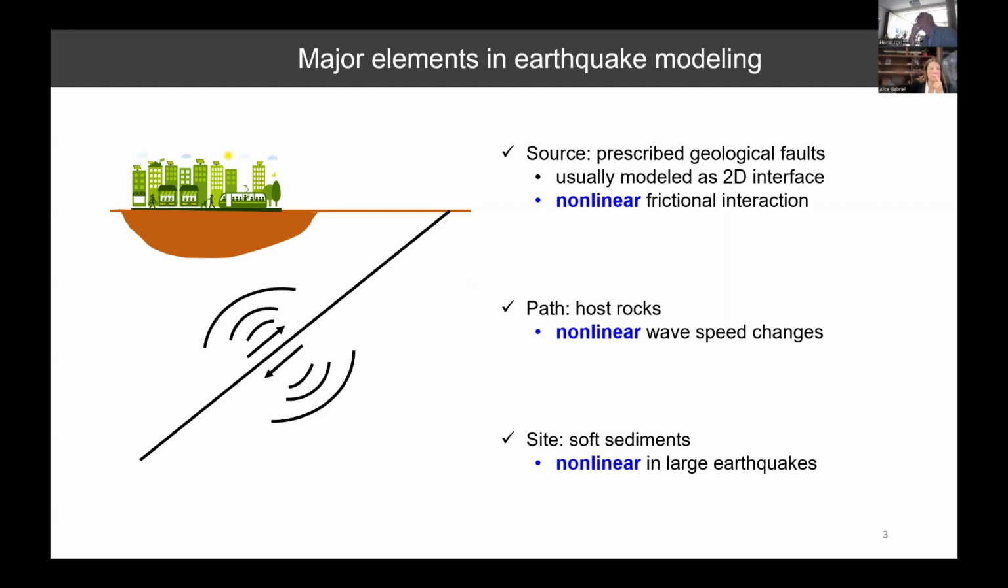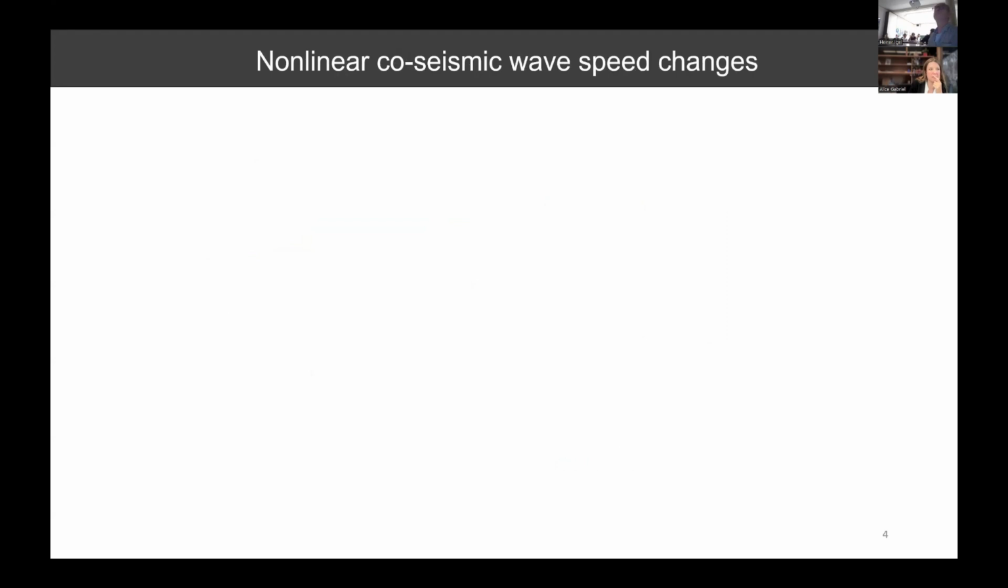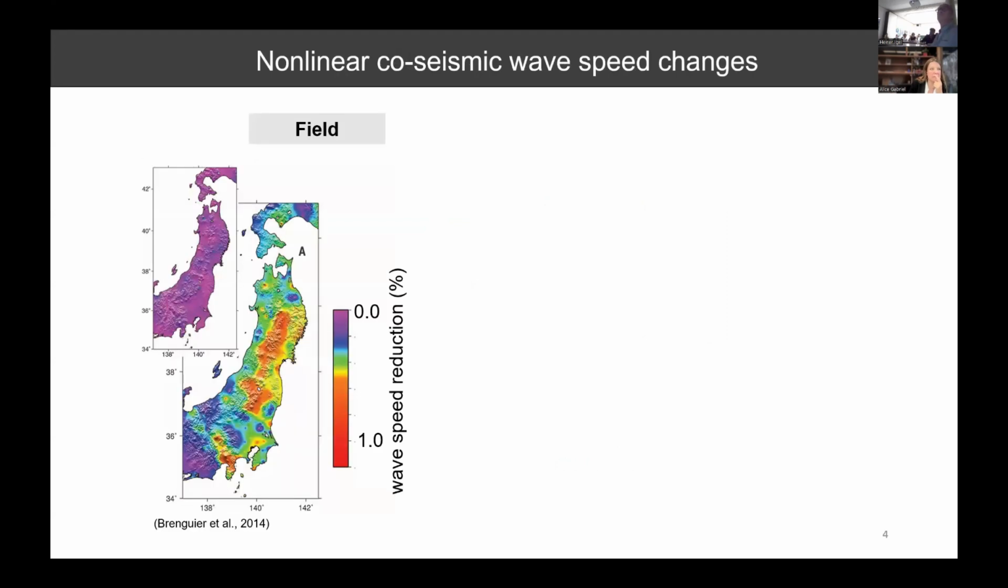There are already works on the source nonlinearities and also the site nonlinearities. What I'm going to address in my work mainly is the nonlinear wave speed changes inside the host rocks. How does it look in reality? Here I show an example during the Tohoku earthquake in 2011.